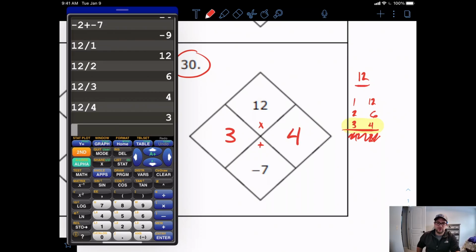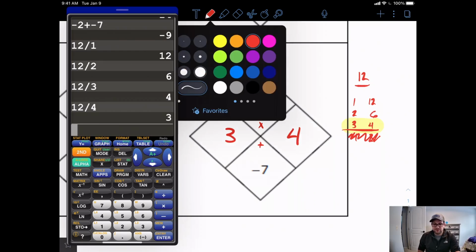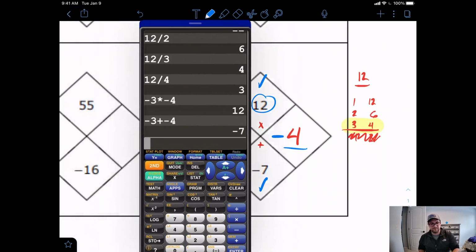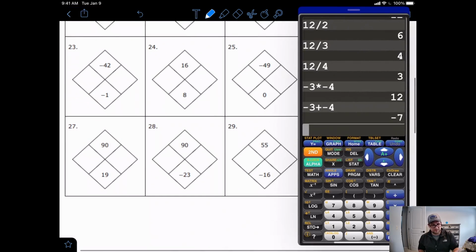Now remember the trick we used on the last one. If your top number is positive, it can be because either the side numbers are both positive or they're both negative, right? Negative 3 times negative 4 would give us a positive 12. Negative 3 plus negative 4 would give us negative 7, so it works for both, so we know we got that problem correct.